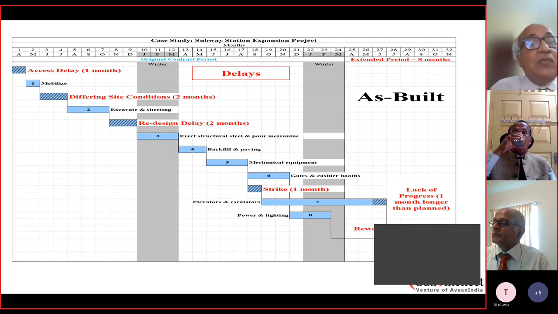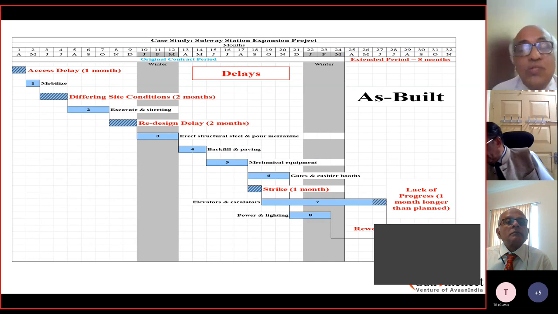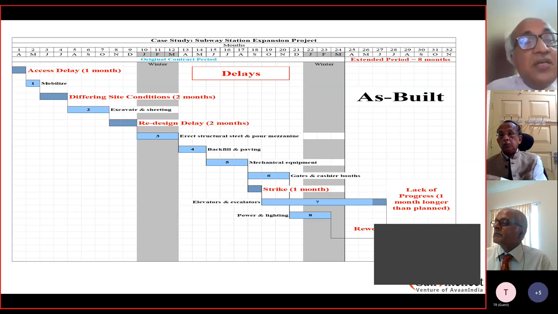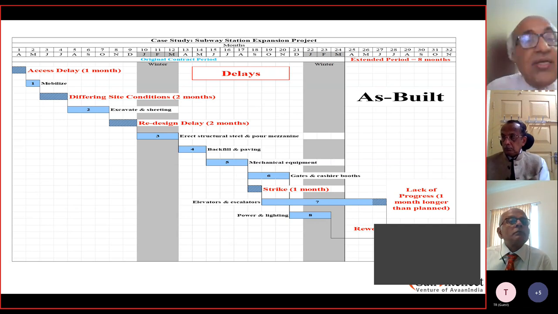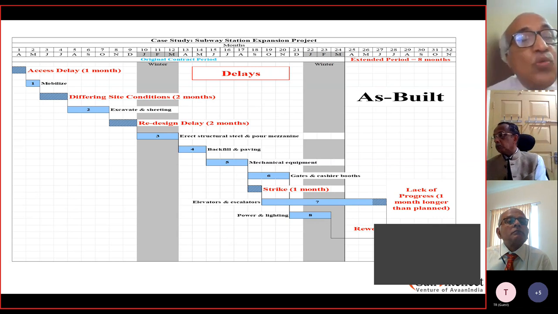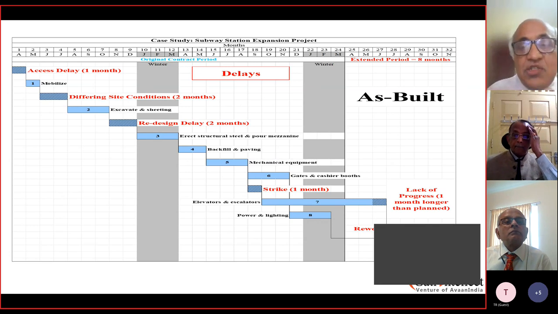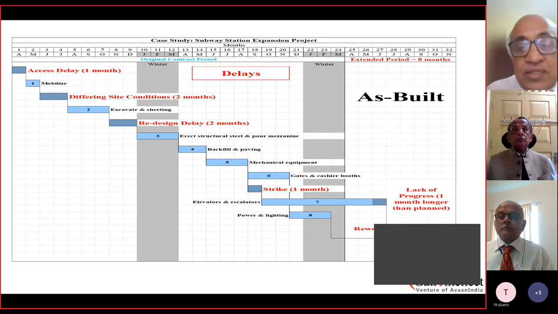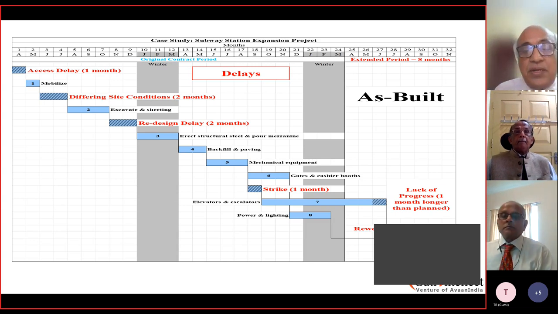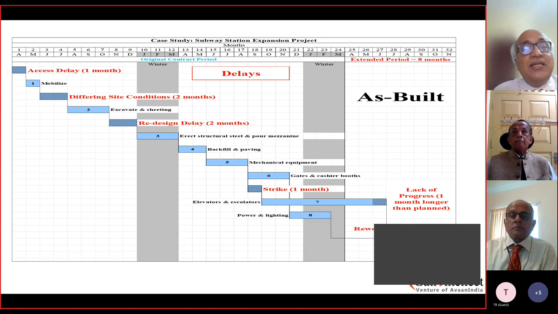Then what happened was when they started doing the excavation, they found that the soil conditions were different compared to what was earlier planned. Because of that, you had to recast the process, and there was a further delay of 2 more months. Because the soil conditions were different, there is again a design difference which has to be done. The entire project design had to be made different. The foundation part, the structural part had to be redesigned, which again called for a delay of 2 months.